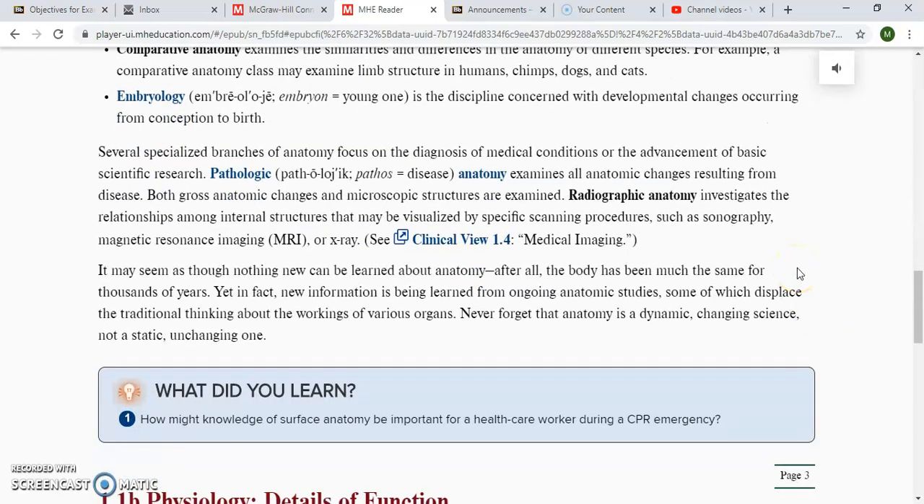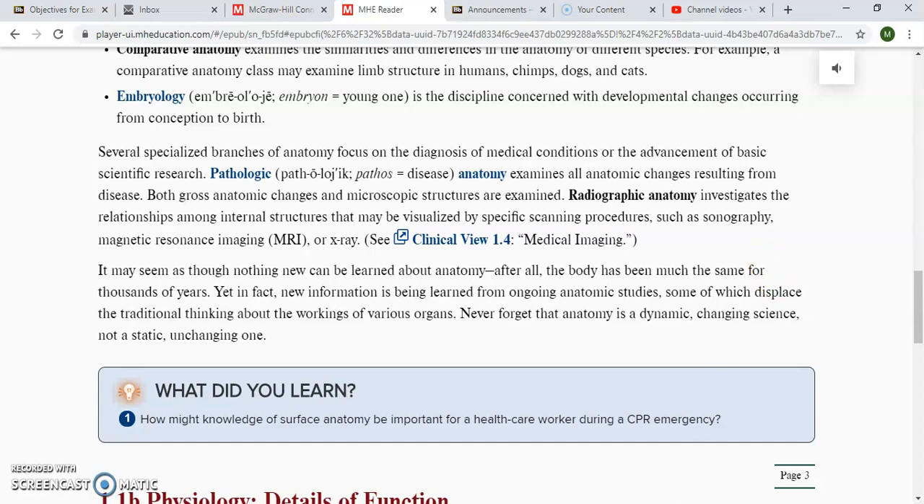So radiographic anatomy, if you're not familiar with the term radiograph, a lot of times people just say x-rays. So radiographic anatomy is the anatomy of being able to interpret or evaluate the human body based on some sort of image. It could be a radiograph, like an x-ray, but there's a lot of other imaging techniques out there too. There's CT scans and MRIs and ultrasound. Those are all under the radiographic anatomy category.